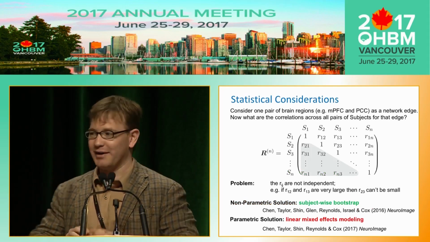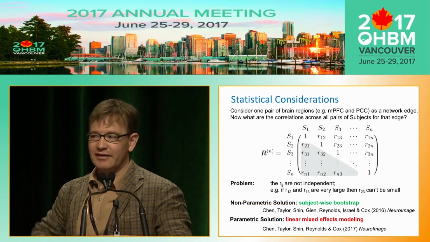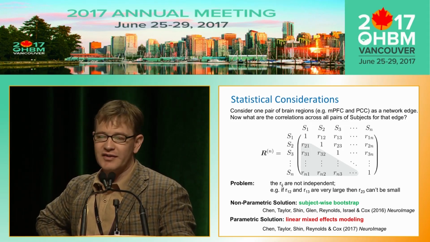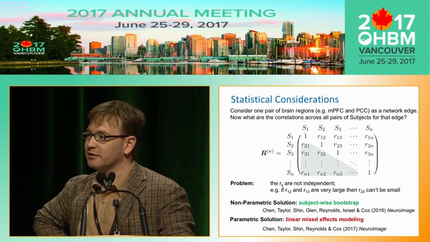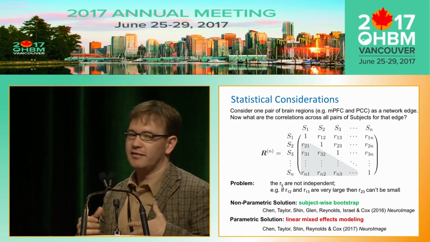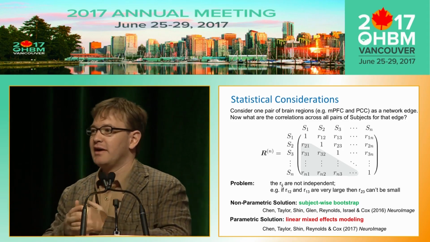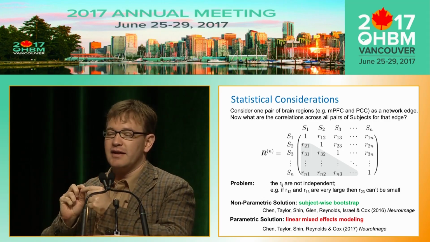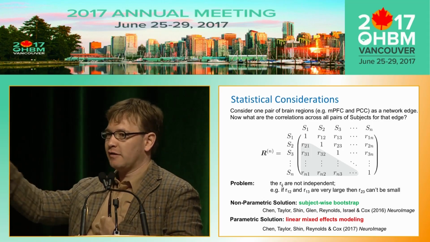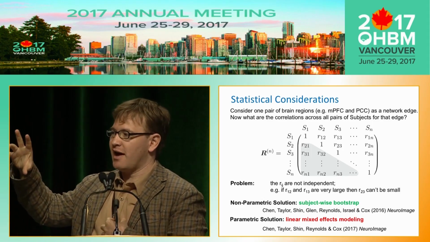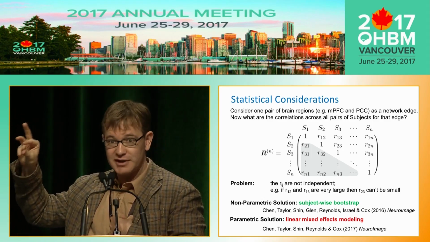A final comment that I'll make, and this is related to some stuff that Bob Cox mentioned earlier. The statistics are actually a nightmare on this. Part of the reason for that is that if you have 5 different subjects and you're looking at one individual network edge, if subject 1 is correlated with subject 2 and with subject 3, then subject 2 and subject 3 have a kind of restricted range of correlation.